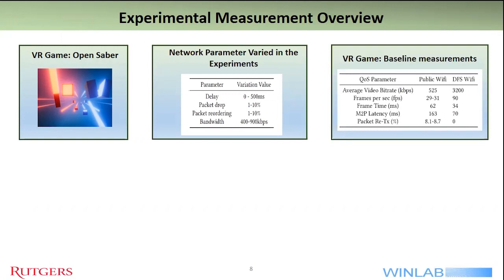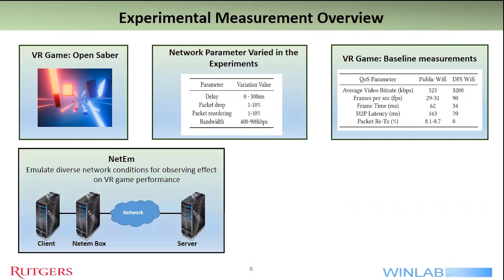So we did two baseline measurements. We did it over public Wi-Fi, the WINLAB Wi-Fi, at the peak hours, and the DFS Wi-Fi, the DFS that I just spoke about, which uses a channel which has less interference. And so these are the two baseline comparisons. Followed by NetEm, which enables us to emulate diverse network conditions by synthetically introducing the network parameters that I mentioned there.